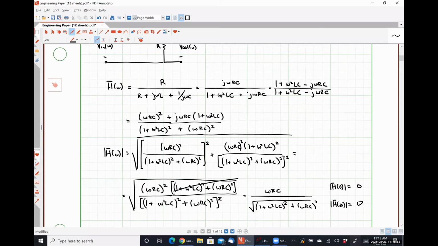So if it's attenuating stuff at very low frequencies and attenuating stuff at very high frequencies, hopefully it's passing stuff in the middle. This makes this a band pass filter.